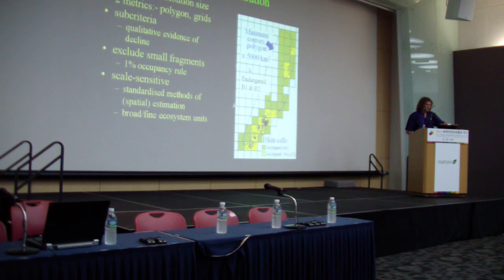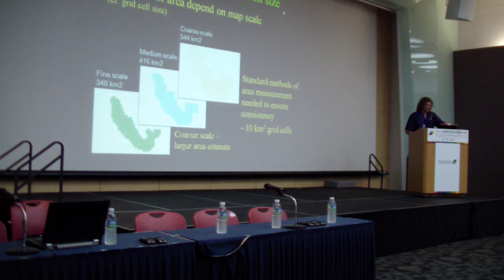These measurements and the use of these metrics are sensitive to scale. There may be different outcomes for the assessment if very fine units are assessed as opposed to very coarse units, and also if fine grids are used as opposed to coarse grids. So in this example, we have the same distribution measured at different scales represented by different grid cell sizes, and you can see that the estimates change as the grid cell size or the scale changes. And for that reason, the protocol requires a standard method of measurement, which is based on 10-kilometre square cells.